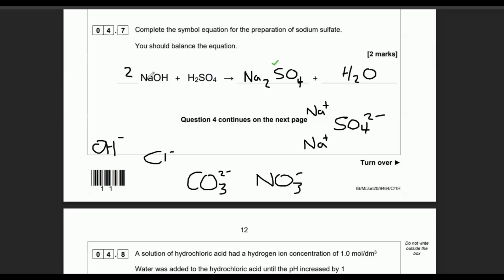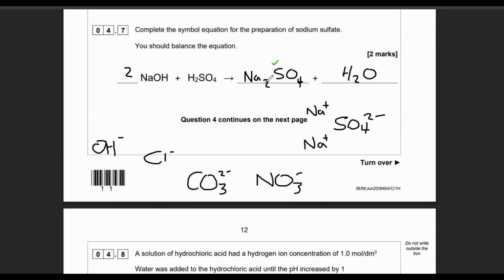Let's just check this balance: 2 sodiums, 2 sodiums, 2 H's and 2 O's. Okay, I got two H's there, I got an O. No. I got to balance this up, folks. Oh my goodness. Do I even need that there? Yeah, I need a two there.